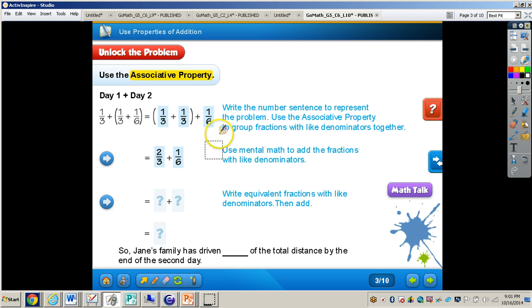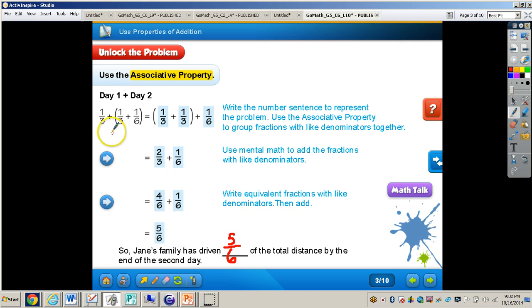Now we have 2/3 plus 1/6. And what we will need to do is we will need to have equivalent fractions with like denominators. Okay, so we know that 3 goes into 6 2 times. Alright, so we need to multiply our 3 by 2 to get to 6, and therefore we need to multiply the numerator by 2, giving us 4/6. And then we can just bring our 1/6 down, and then we can add 4/6 plus 1/6 pretty easily now, giving us 5/6. So then from there, Jane's family has driven 5/6 of the total distance by the end of the second day.